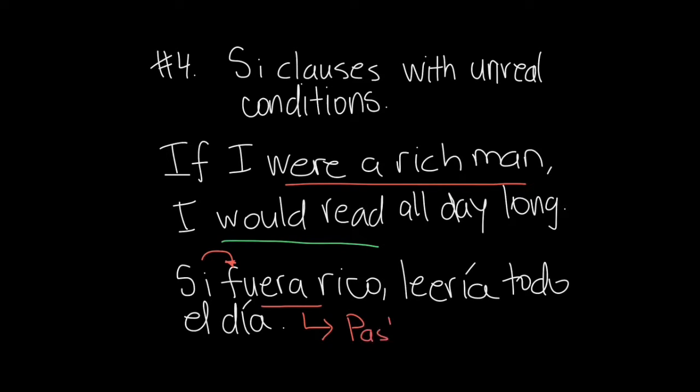Notice that the verb that goes after the if, which is the one that refers to the unreal condition, is in the past subjunctive. And the verb that expresses what I would do is in the conditional.